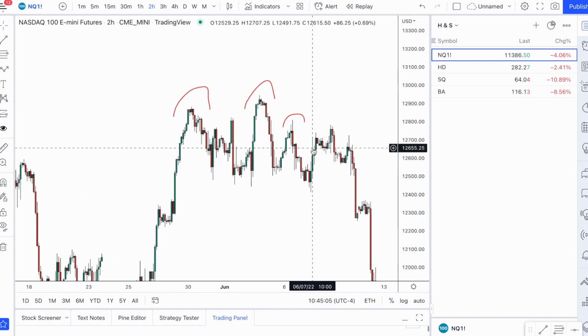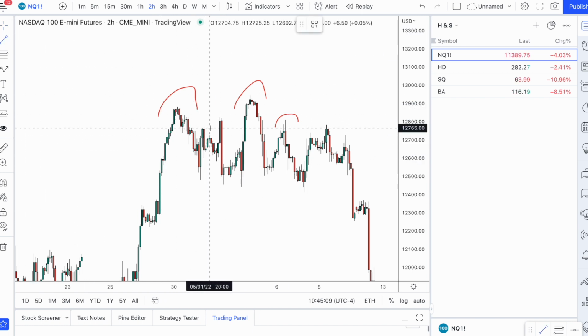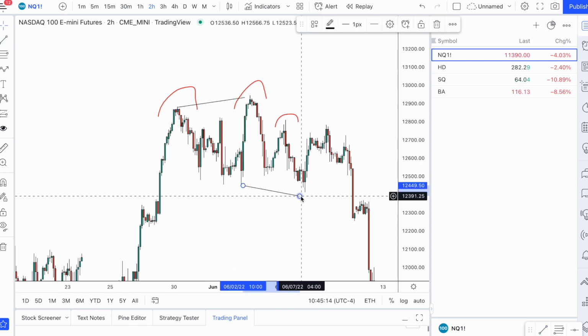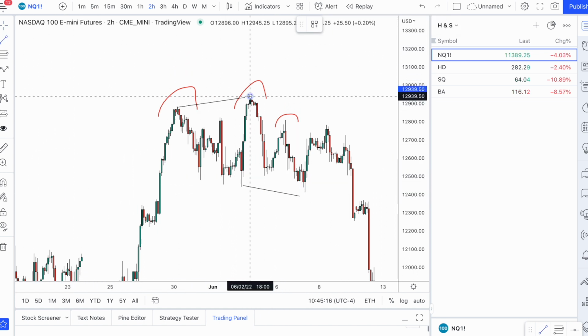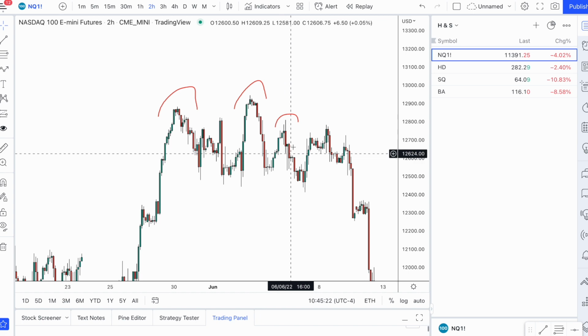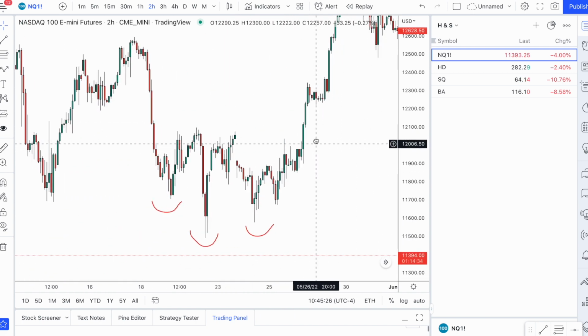Right, so very, very simple pattern. It just shows that trend is shifting, right? Because instead of making higher lows and higher highs, price now ends up making a lower high, just like that. And so that helps us identify that a reversal is coming, and that's where we get short for a move lower.